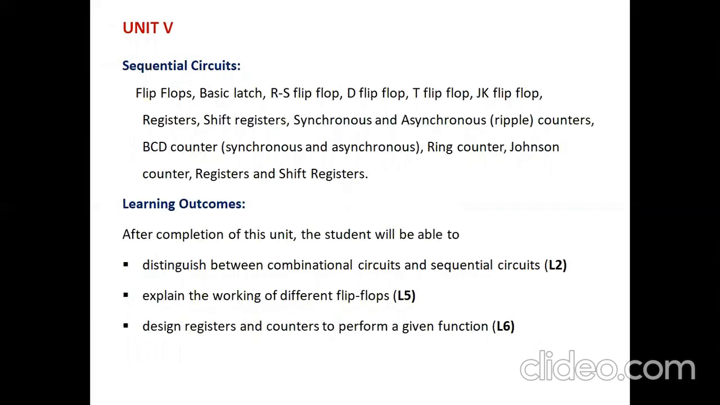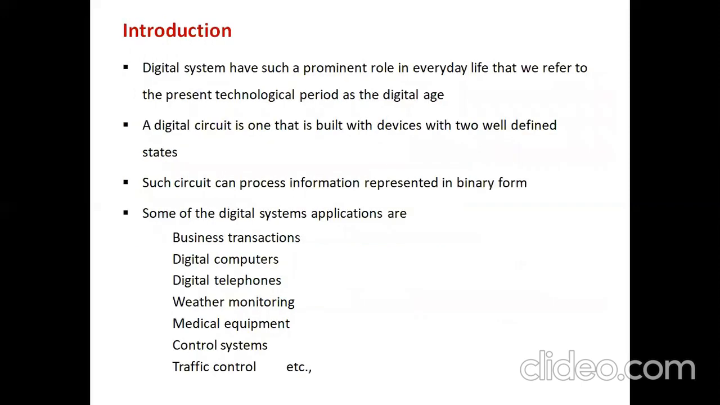Coming to Unit 5, the learning outcomes of Unit 5: the student should be able to distinguish the combinational and sequential circuits, the difference between both of them. He should be able to explain the working of different flip-flops, the advantages and disadvantages of each flip-flop like RS flip-flop, D flip-flop, T flip-flop, JK flip-flop. He should be able to design the registers and counters, like ring counters, Johnson counters, and all, to perform the given function.